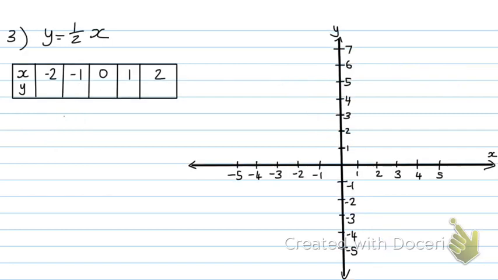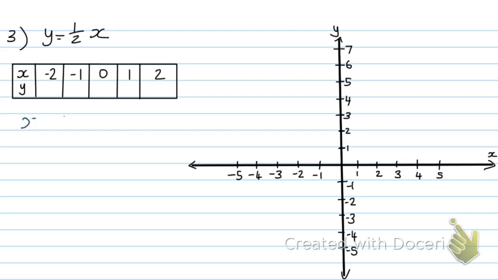Number 3 is y is equal to a half x. So I'm going to do my table. I'm going to substitute in the x values. Remember, I chose my own x values, you could choose your own as well. You have to have negative values, 0, and positive values.